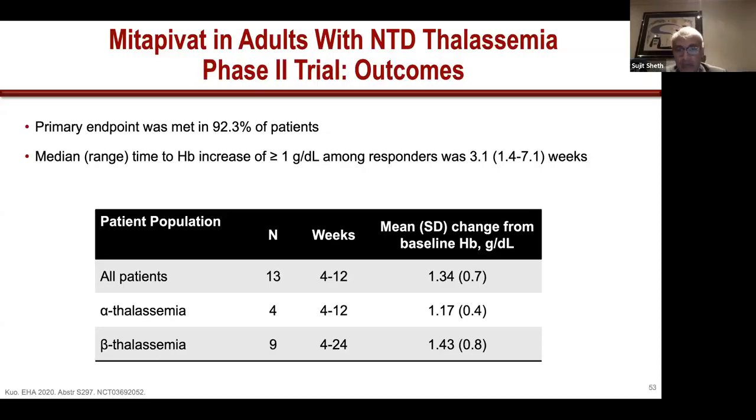And the mean increase amongst all comers, alpha and beta, was 1.34 grams per deciliter over baseline. In alpha thalassemia, the response was a little bit less robust, 1.17. In beta thalassemia, 1.43. But a 92% response rate was pretty good. It took responders about 3 weeks or so, as a median, to show that response.